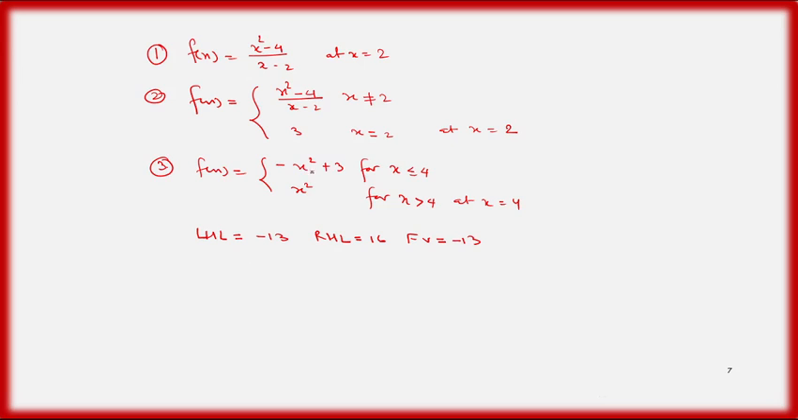For x ≤ 4 we obtain the left hand limit equal to −13 and the functional value equal to −13, but the right hand limit is equal to 16. The right hand limit and left hand limit are not equal. That's why the limit does not exist. They are not equal. So shall we redefine this, or is this a removable discontinuity or not?